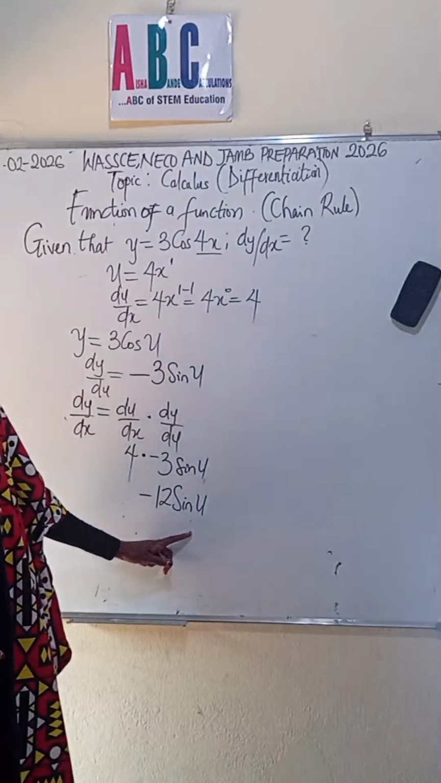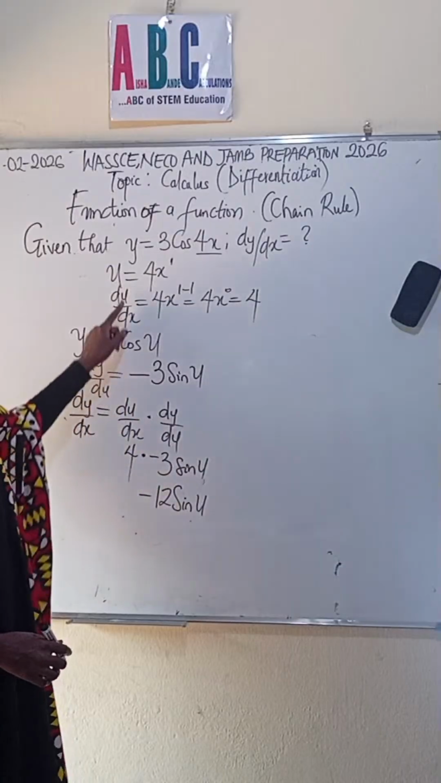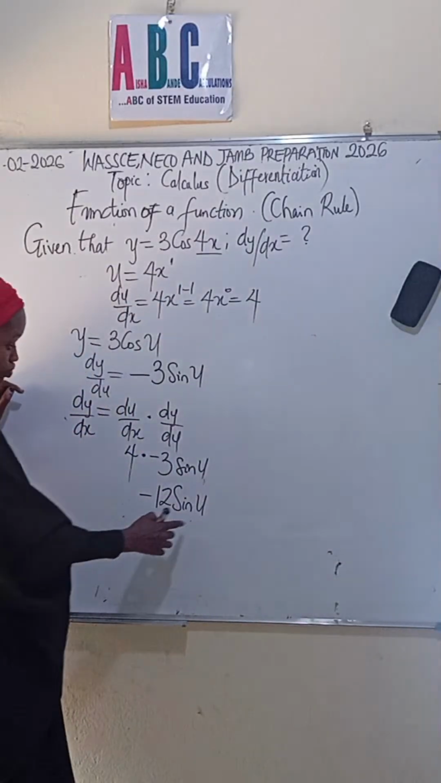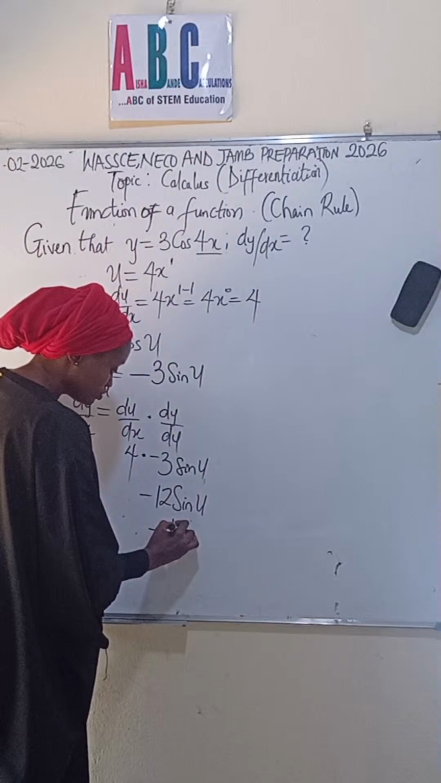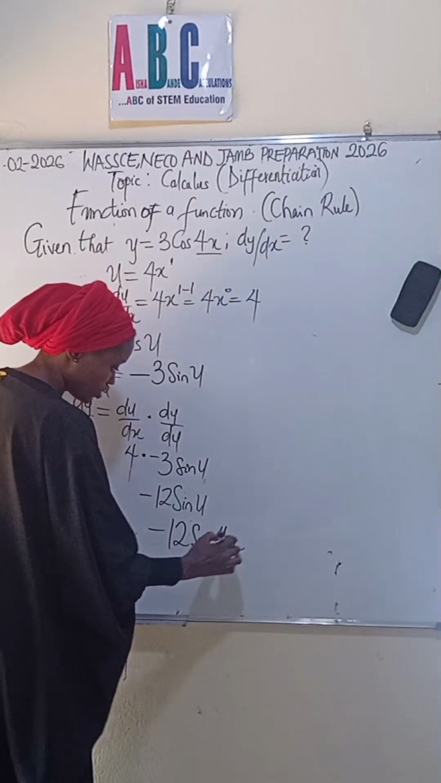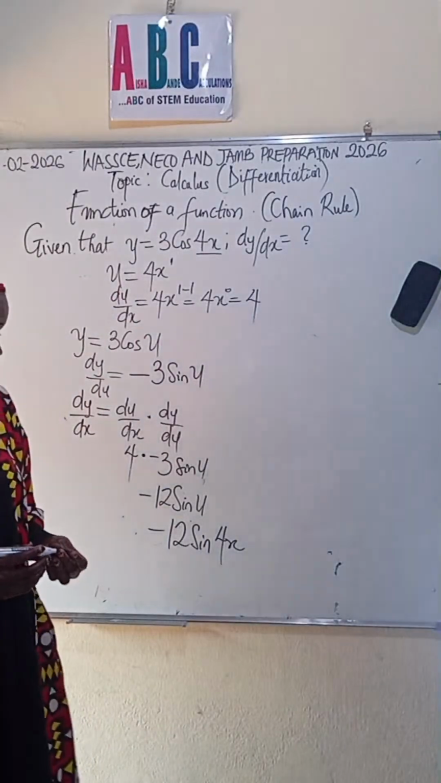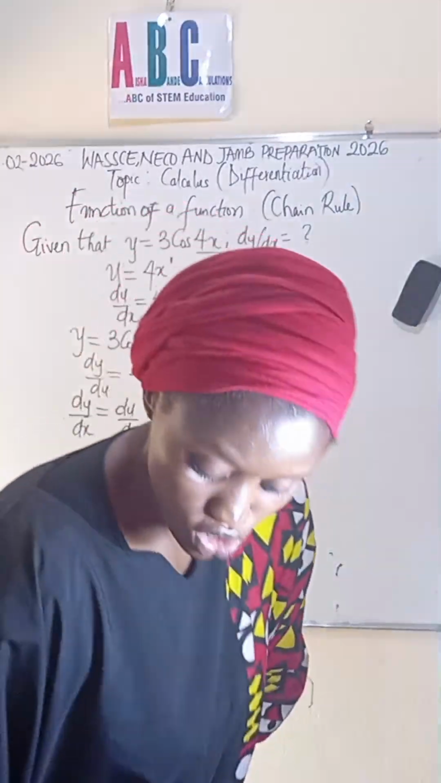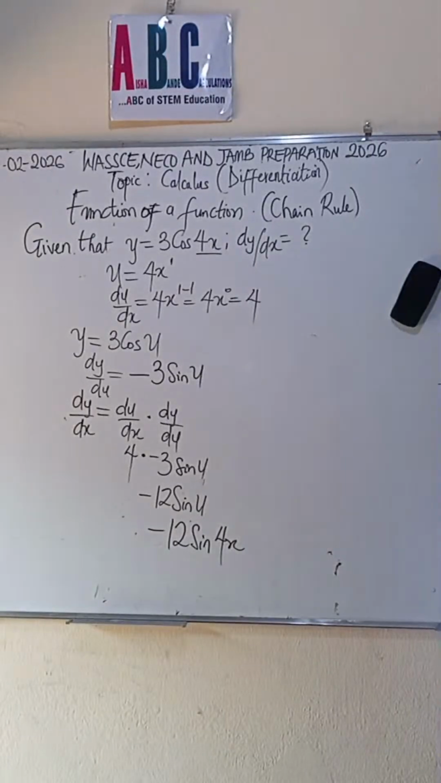But we're not leaving our answer in this form because we made u equal to what? 4x, right? So we substitute. This now becomes minus 12 sine, instead of u, this now becomes 4x. So the final answer is minus 12 sine 4x. So to those that got the answer correctly, well done. Thank you for the roses.